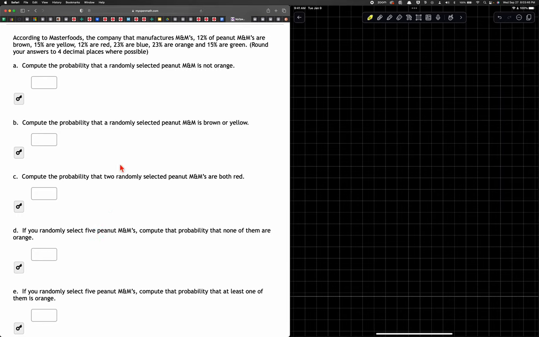Okay, so this is the one we were working on in class. According to Master Foods, the company that manufactures M&M's, the color percentages are 12%, 15%, 22%, 23%, 23%, 15%. Let's quickly go over these ones again. Compute the probability that a randomly selected peanut M&M is not orange.